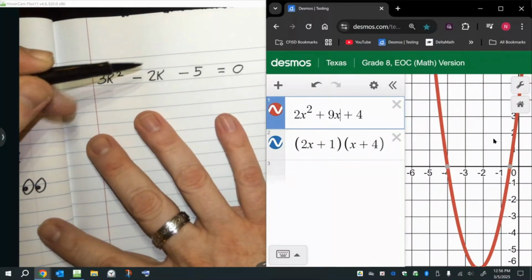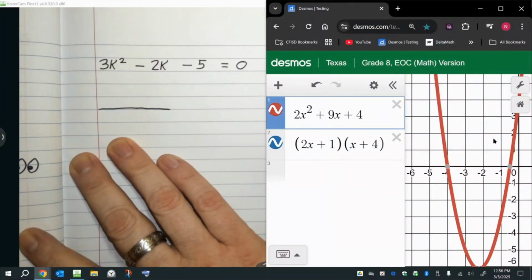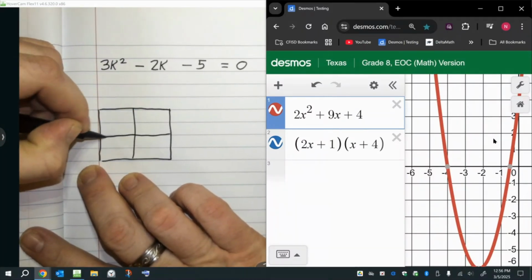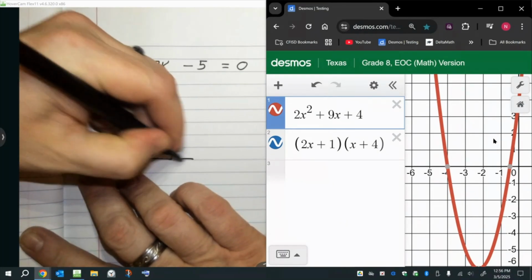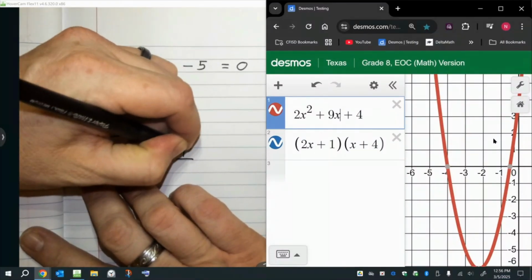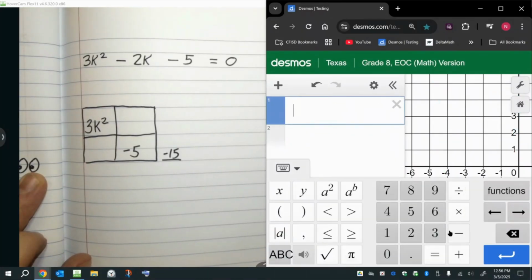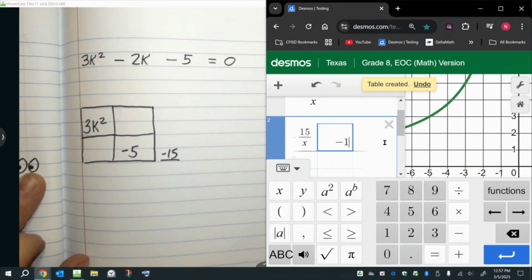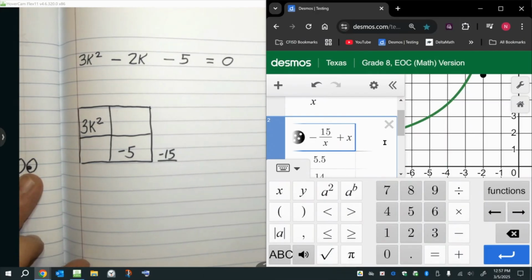So again, 3, -2, -5, the GCF. Oh, that's just 1. So we're going to go straight to our box. We're going to put 3k squared in this box, -5 in that box, and then 3 times -5, -15. So then I'm going to take -15 divided by x, turn it to a table, -15 divided by x plus x.